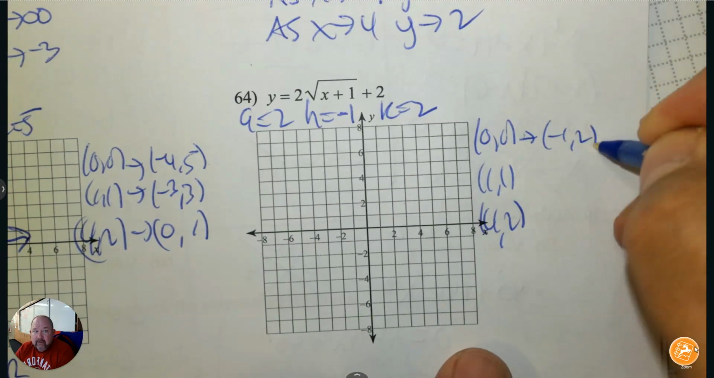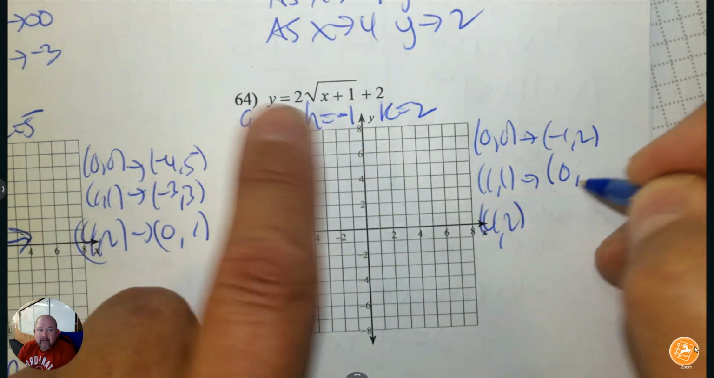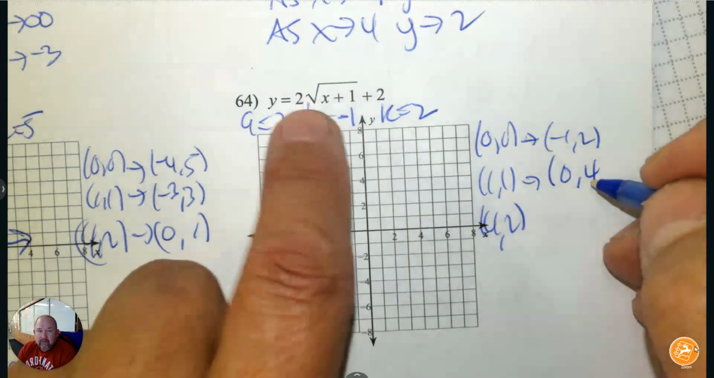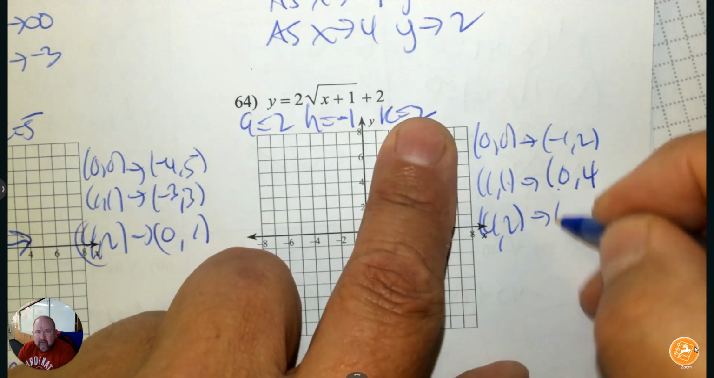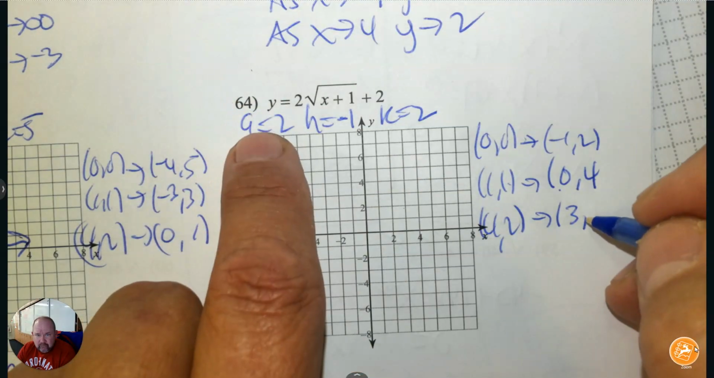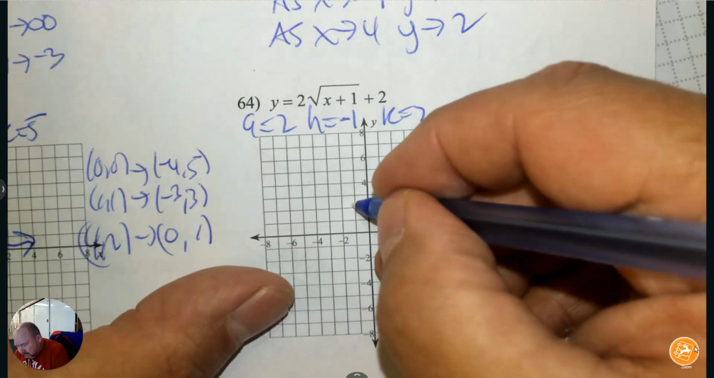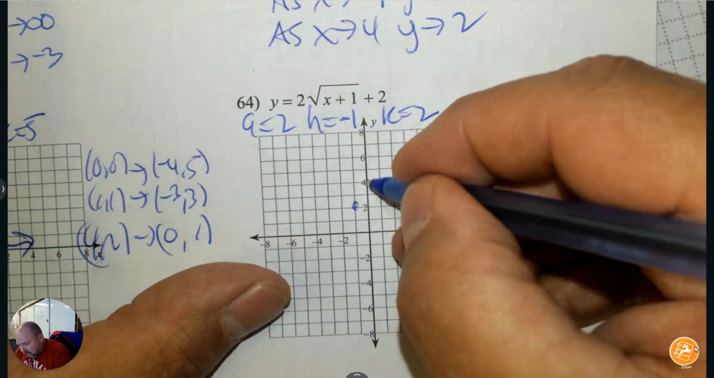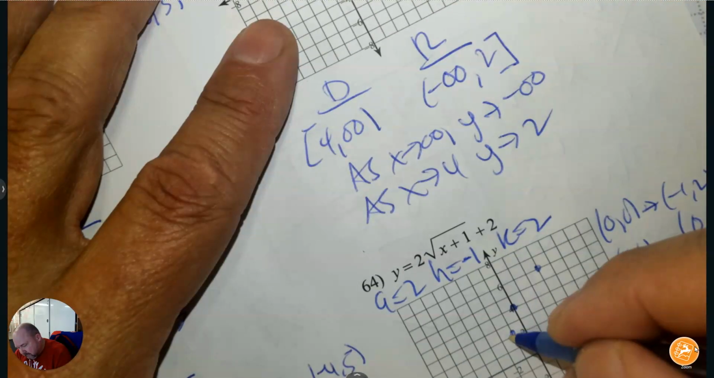So the first one is -1, 2. The next one is going to be 0 and 4. So again, 1 take away 1 is 0. 1 times 2, add 2 is 4. 4 subtract 1 is 3. And 2 times 2 is 4 plus 2 is 6. So -1, 2, 0, 4, and 3, 6.